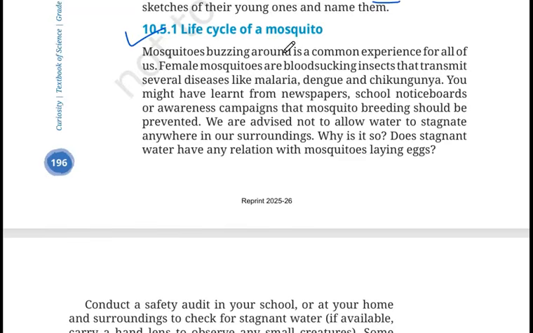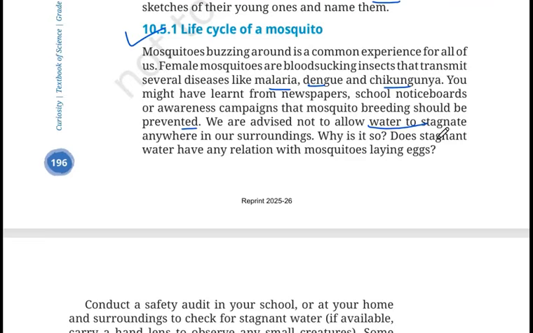Mosquitoes buzzing around is a common experience for all of us. You all have seen mosquitoes around you in your house. And what do we use? A repellent, if we don't want mosquitoes in our house, because some mosquitoes transmit several diseases like malaria, dengue, chikungunya. You must have learned about it from the newspapers, notice boards, and awareness campaigns that mosquito breeding should be prevented. So we should keep our environment neat and clean. We should not allow stagnant water anywhere in the surroundings.